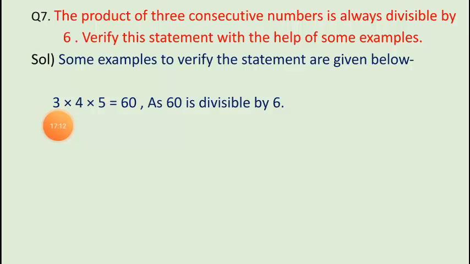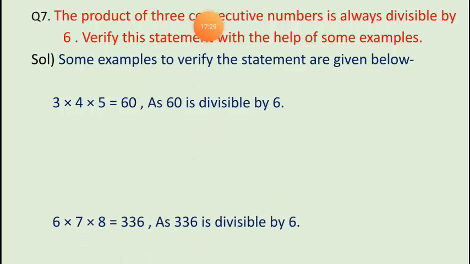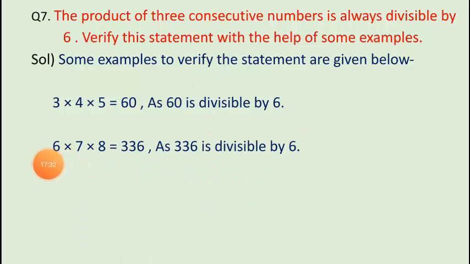So here we have taken 3, 4 and 5 and we want the product. So we have written it in the form of its product. Okay, so when we multiply 3 with 4 and 4 with 5, we have obtained its product as 60, and we know that 60 is divisible by 6, as you can see. Now the next three consecutive numbers we have taken as 6, 7 and 8, and all these three consecutive numbers we have expressed in terms of multiplication. While doing so we have obtained its product equal to 336, and we can see that this number is also divisible by 6.